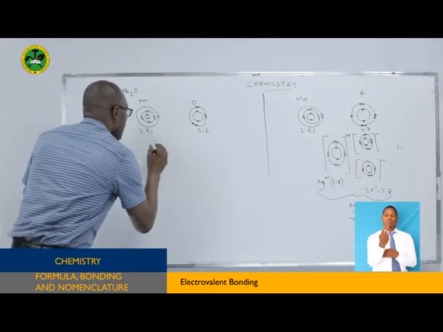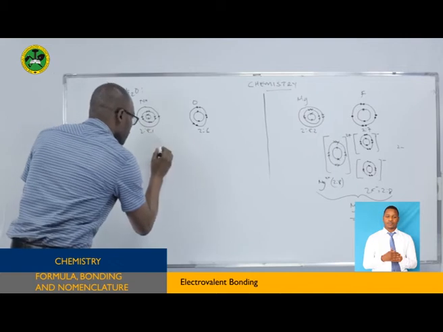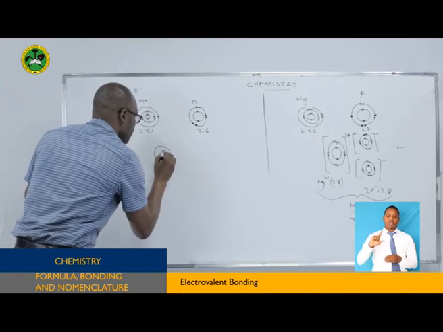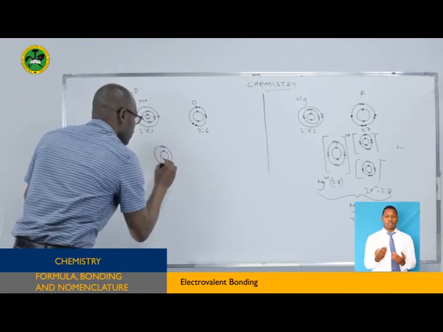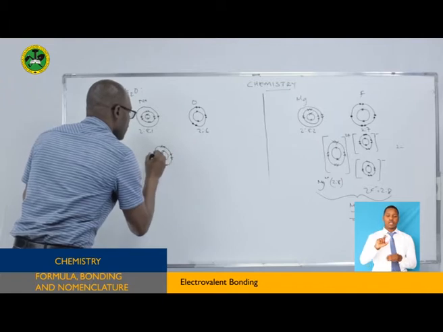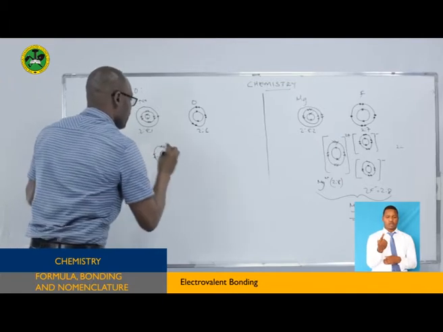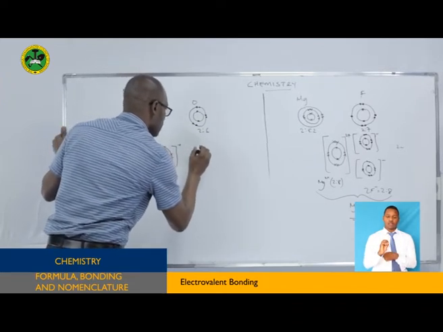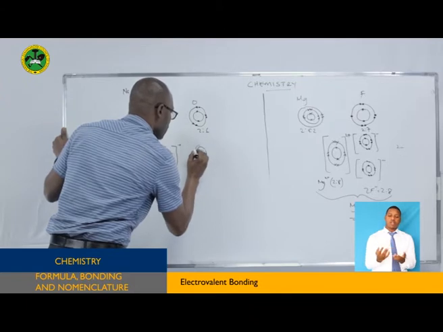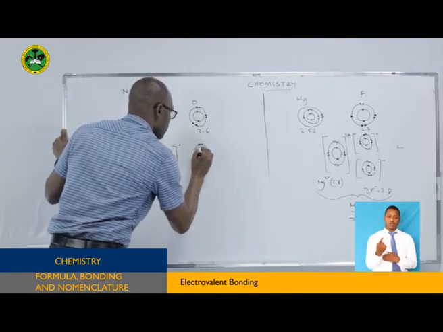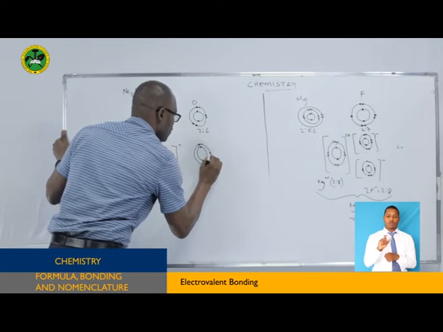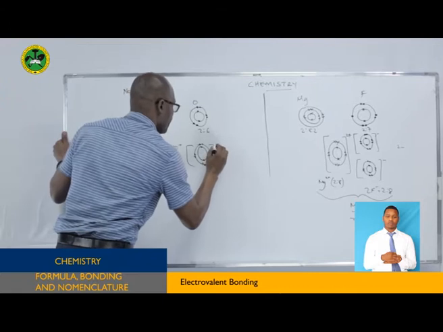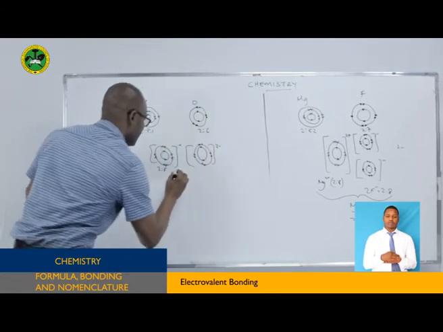So we'll have this sodium losing an electron to become 2, 8, and this one becomes 2-.